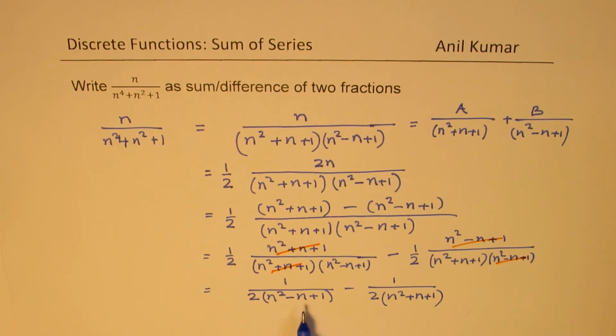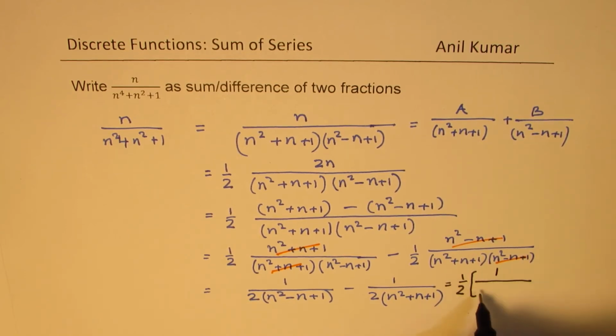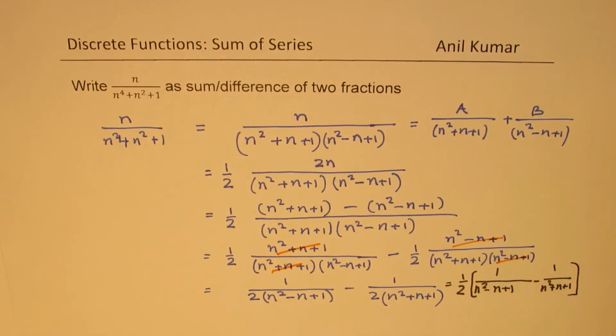Perfect. Now we are going to use this particular identity. We could also write this as half common, and that is to say 1 over n square minus n plus 1 minus 1 over n square plus n plus 1, correct? So you could also write like this, and using this we are going to find the sum of our series of 100 terms. I hope you appreciate it, correct?